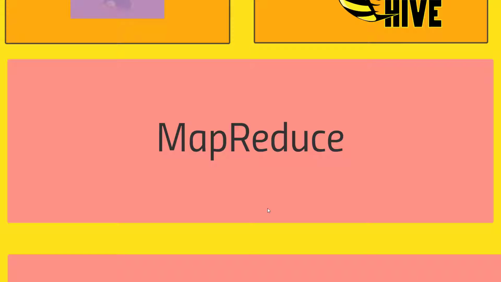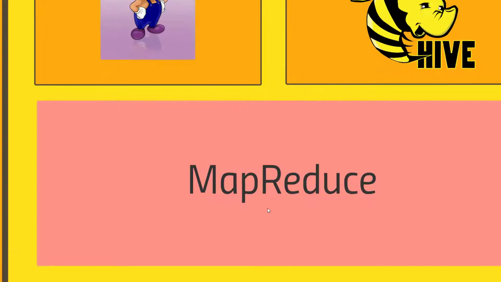Now, originally, MapReduce and YARN were kind of the same thing in Hadoop. They got split out recently, and that's enabled other applications to be built on top of YARN that solve the same problem as MapReduce, but in a more efficient manner. We'll talk about that in a bit.